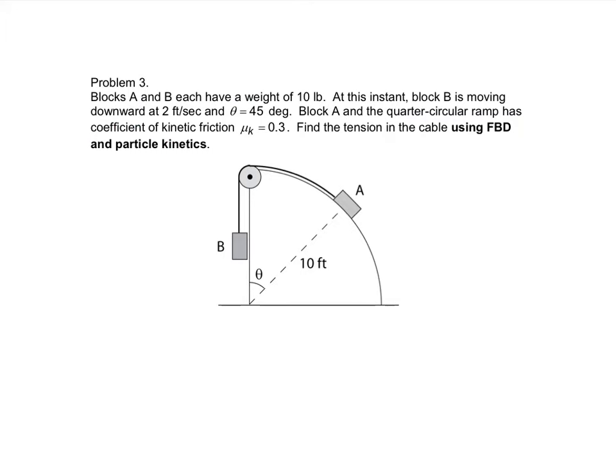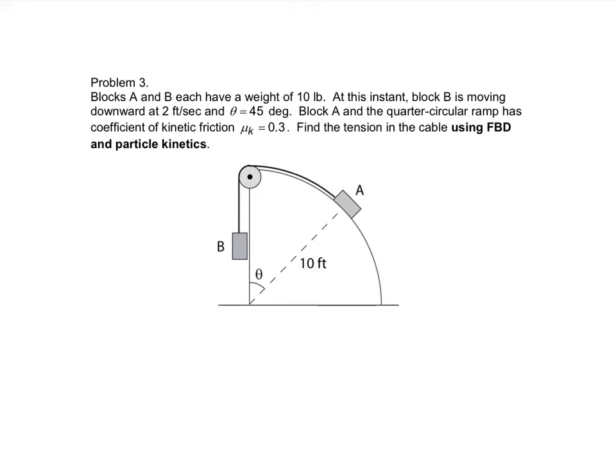All right, so let's look at this problem. Blocks A and B each have a weight of 10 pounds. At this instant, block B is moving downward at 2 feet per second, and theta is 45 degrees. Block A and the quarter circular ramp have a coefficient of kinetic friction of 0.3. Find the tension in the cable using free body diagram and particle kinetics.